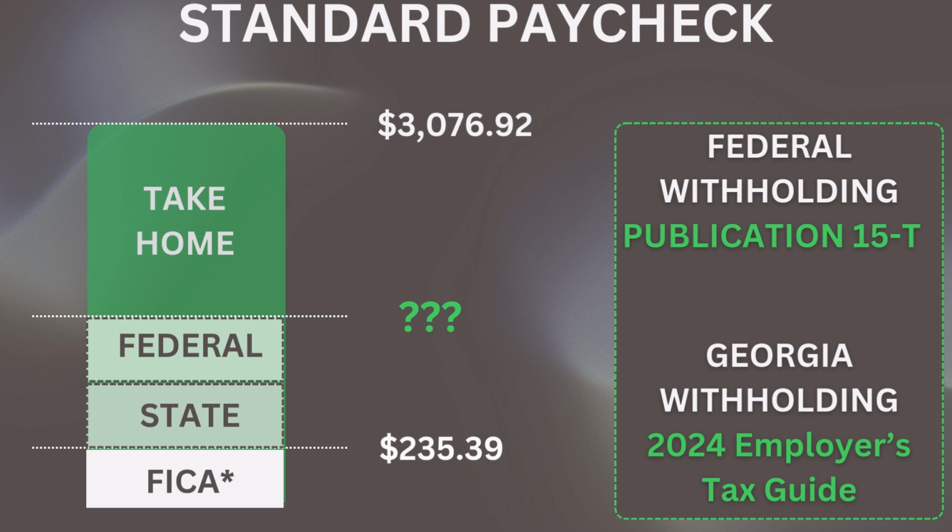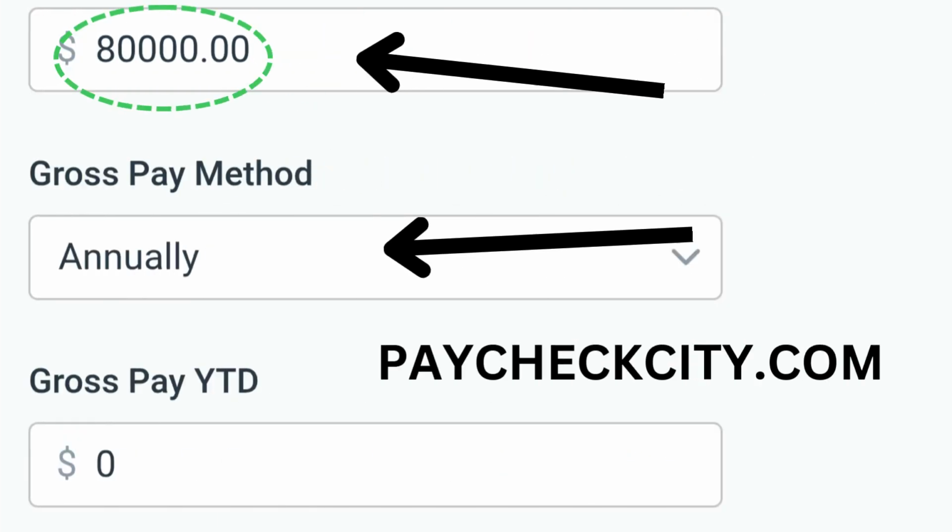The next buckets are withholding for federal and withholding for state. The withholding amounts for each can be calculated manually using the tables in the resources named here on the right, but a much easier and faster way is just to go to paycheckcity.com and use their salary calculator. I calculated it manually myself, and it matches up exactly to the tables. So first, you'll choose free salary calculator.